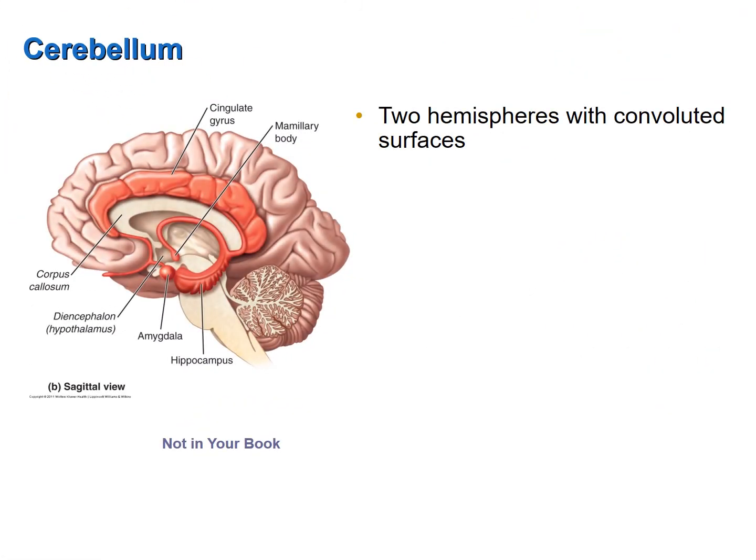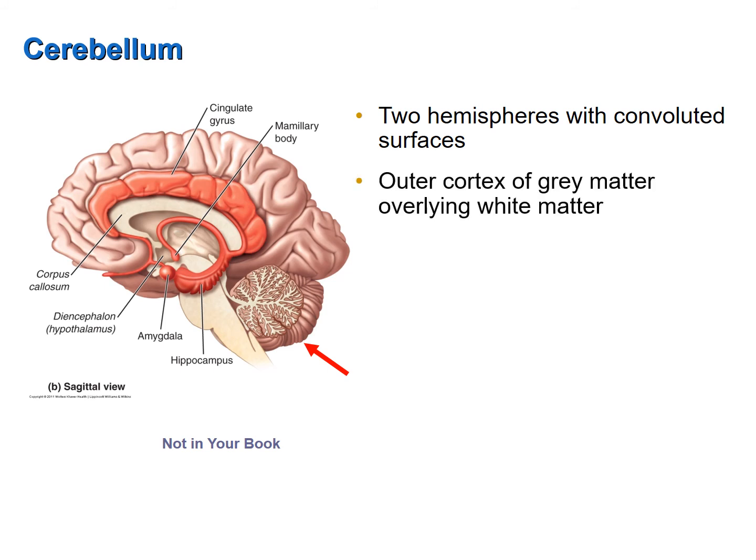The final region of the brain is the cerebellum. The cerebellum is very similar in some respects to the cerebrum. Like the cerebrum, the cerebellum consists of two hemispheres. Like the cerebrum, the cerebellum has an outer cortex of gray matter overlying white matter. And the gray matter is thrown into grooves and ridges in a manner similar to the cerebral cortex.